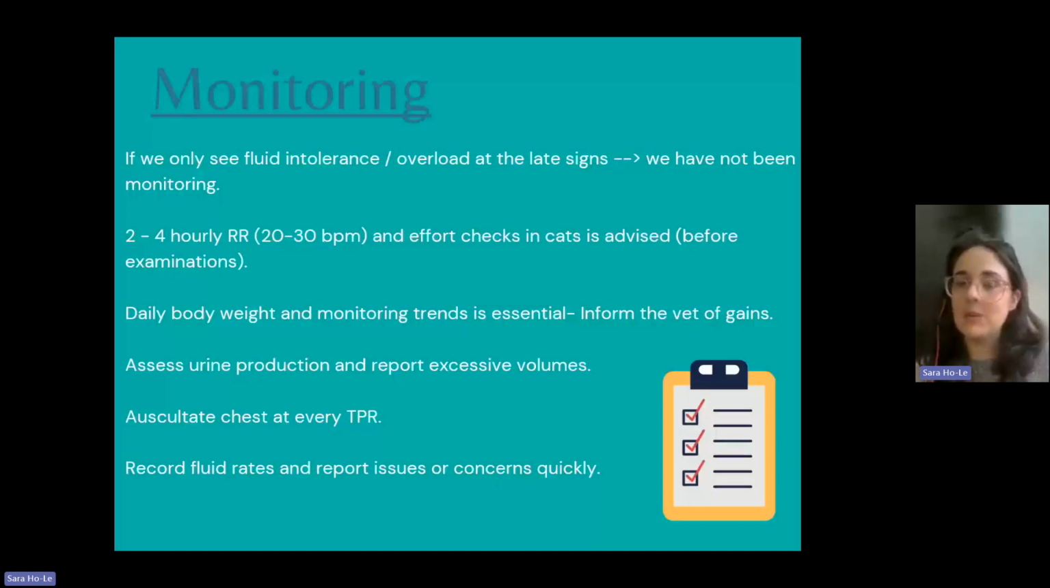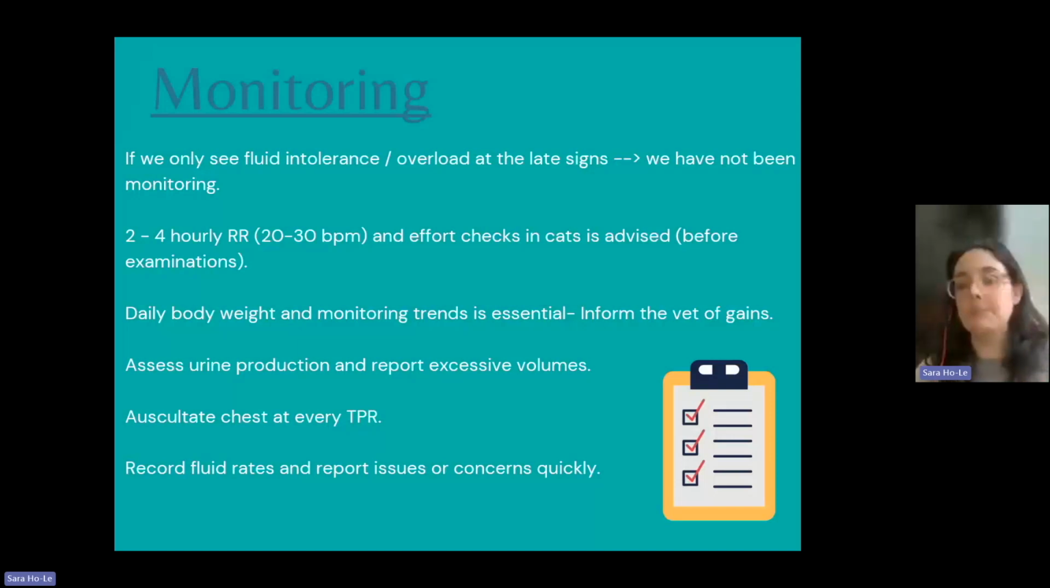Ideally, our vets will be charting for monitoring as well, but if they haven't, it should be ingrained in us to do it, what to do, how often to do it, as I've just gone through there. 2 to 4 hourly respiratory rates and effort checks, listening to the lungs every time you're taking a heart rate, doing at least once a day body weight, if not more, for smaller patients and sicker patients, flagging excess urination to the vets, and recording fluid rates.